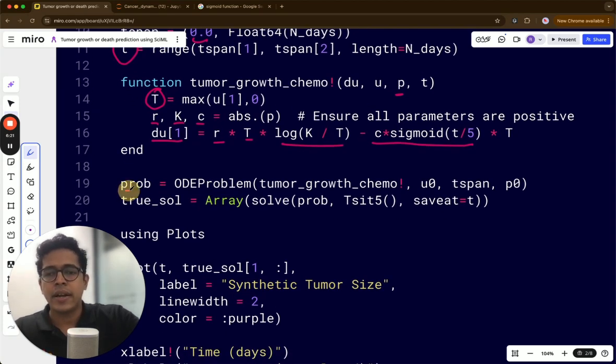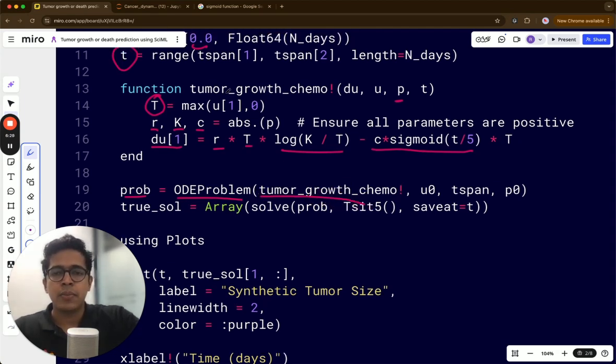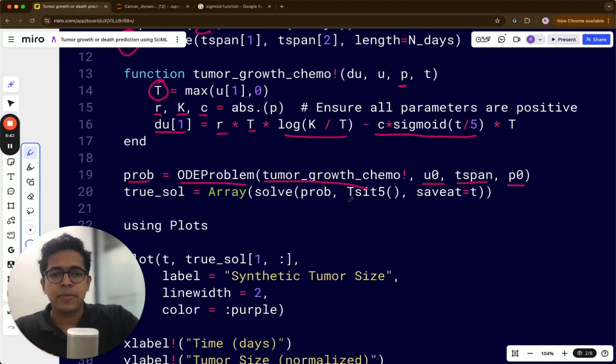Then we define the ordinary differential equation problem using the ODEProblem function predefined in Julia. There we input the function tumor growth chemo, the initial value of the tumor size, the time span for which we are solving, and the parameter value p naught. Then we solve this using the fifth order Runge-Kutta solver, which is also defined in Julia. To the solver, we pass the problem that we have defined here. Then we save the values of the solution at time points t, which range from 0 days to 50 days, and store all of those values in this true solution variable.